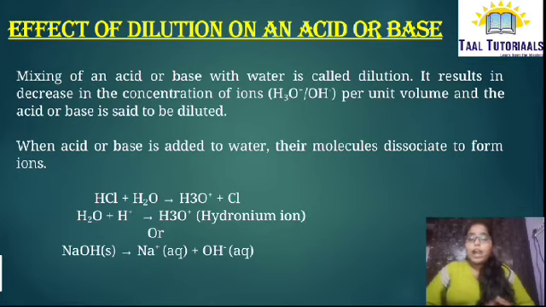Okay. When acid or base is added to water, their molecules dissociate to form ions. That is, they are breaking to form ions. Here is an example. If you take HCl plus H2O, it gives H3O plus and Cl minus. And if you take water, H2O plus H plus, you get hydronium ion. And if you take a base, that is NaOH, you get Na plus and OH minus. Okay, when a base reacts with water, you get OH minus itself.